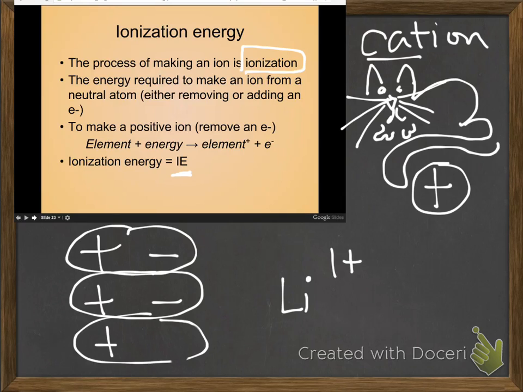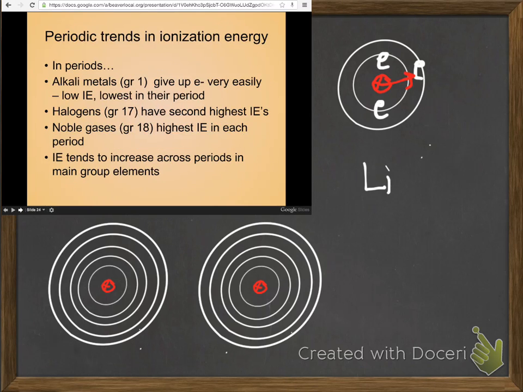And it's given by this little word equation. The element plus some amount of energy yields a positive ion plus a free electron. And we call that amount of energy the ionization energy, or IE. Would you guess, because we're talking about this now, that there are periodic trends in IE? Yes. You'd be right. If we look across a period, there are distinct trends in ionization energy.